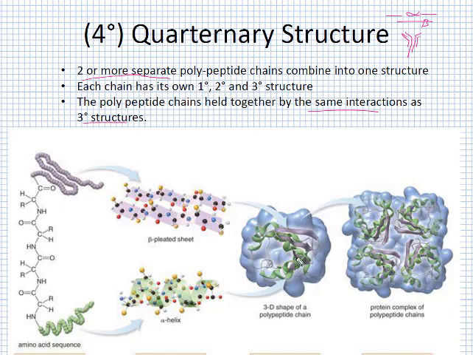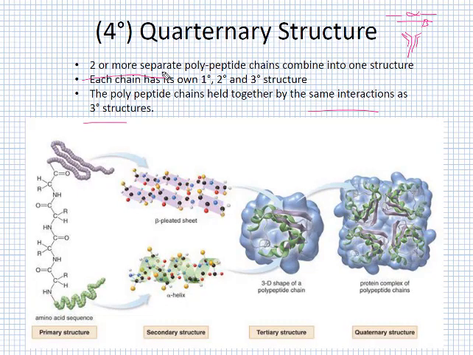Well, then it's said to have a quaternary structure when there are two or more separate polypeptide chains, each of course being polypeptides, each with its own primary, secondary, and tertiary structure. Those then interact to form a quaternary structure. Another good example of this is hemoglobin. I think we'll see that in just a moment.